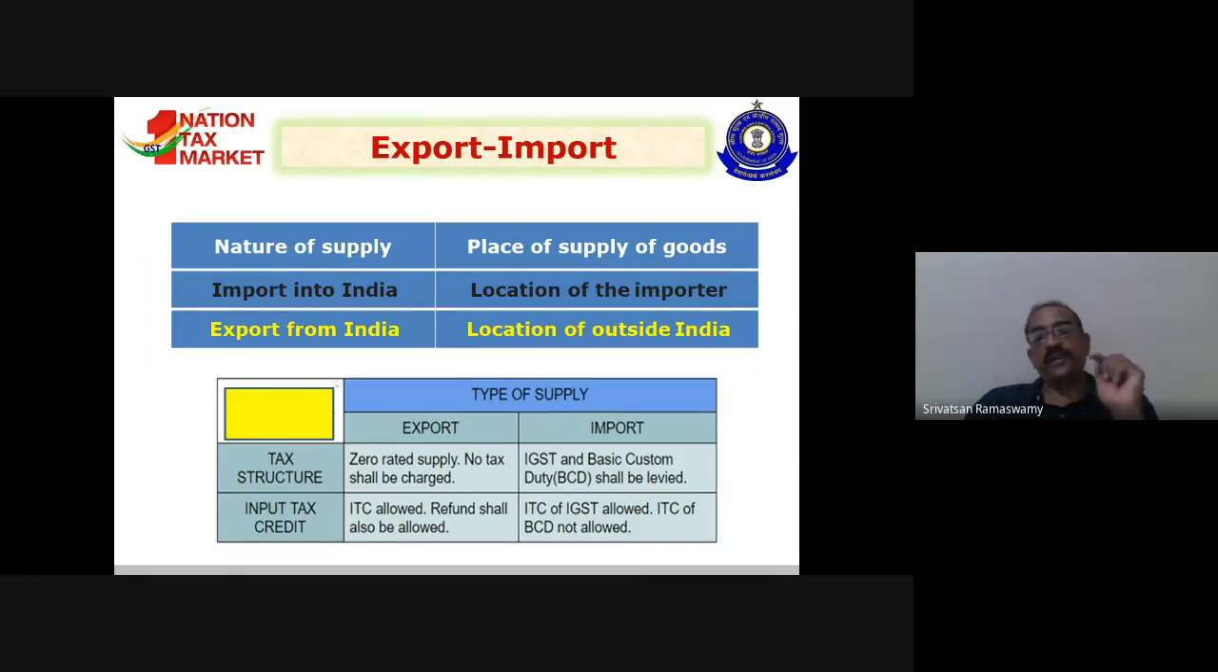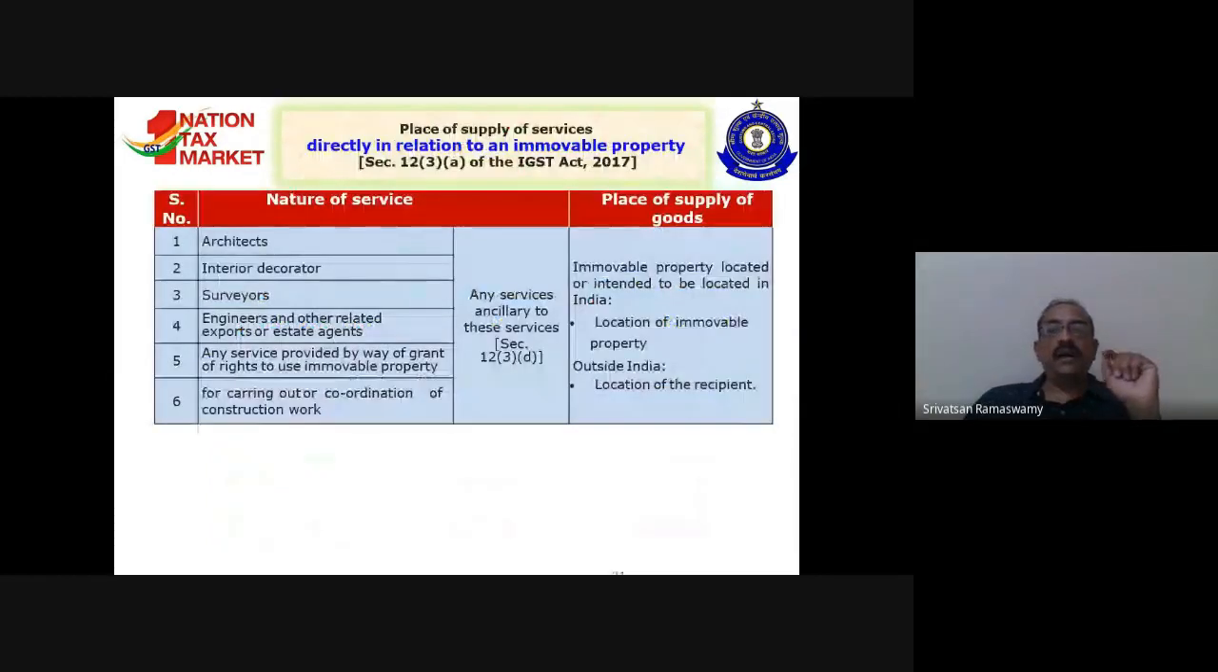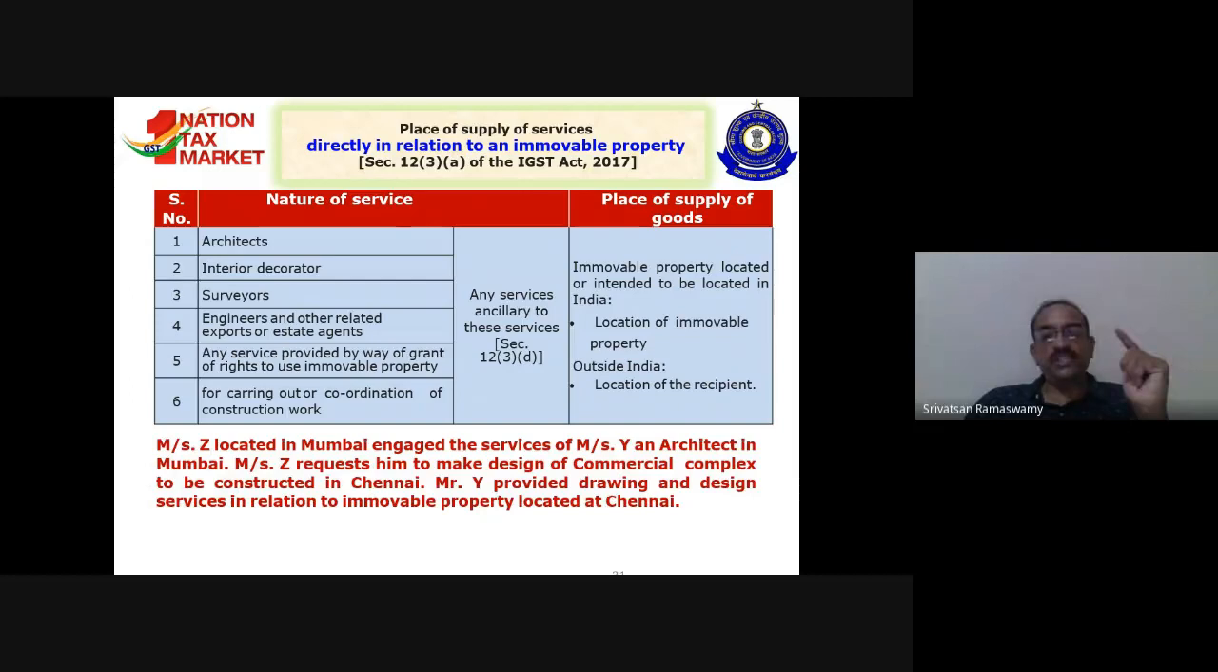Export from India, it is always going out of India, the place of supply is outside India. And directly in relation to any services provided directly in relation to immovable properties, it is just like this plant or installation of plant or machinery. It is the location of the immovable property.